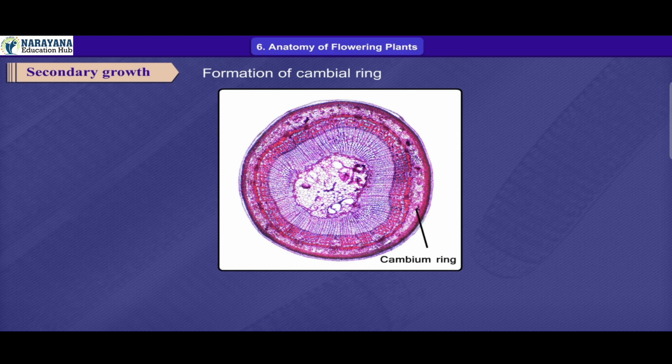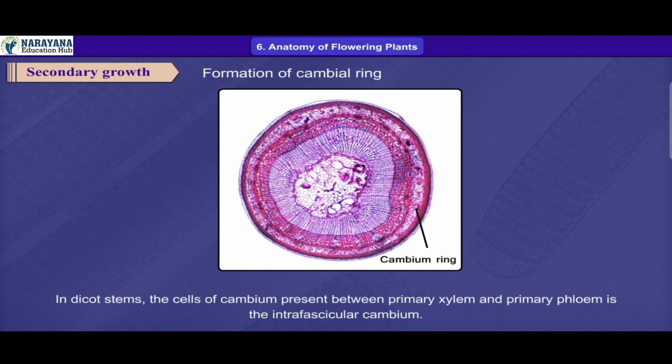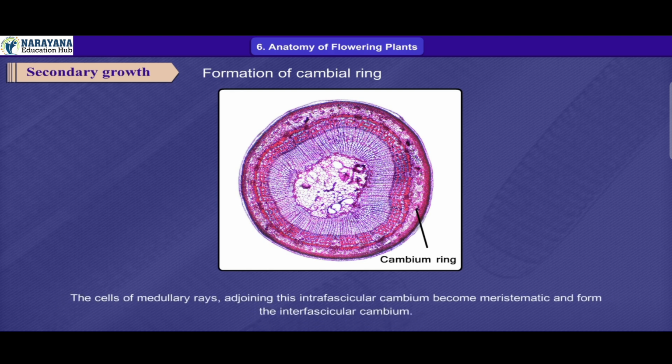Formation of cambial ring. In dicot stems, the cells of cambium present between primary xylem and primary phloem is the intravascular cambium.